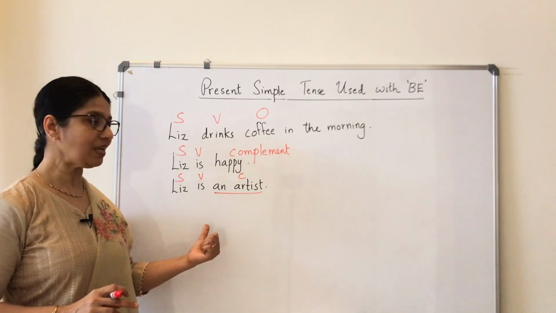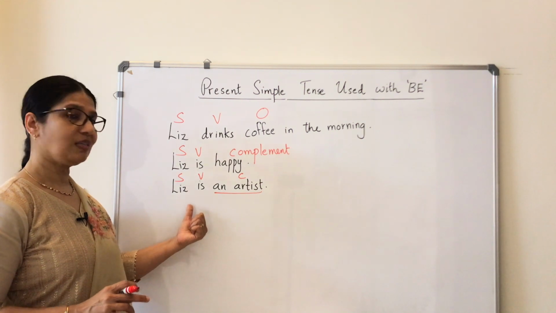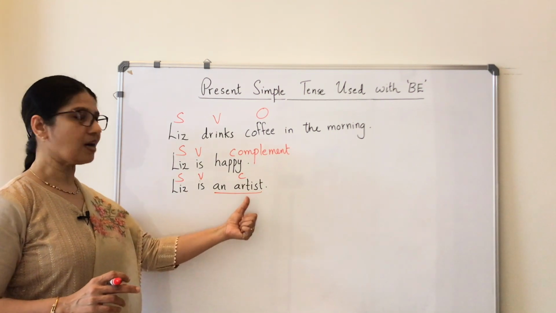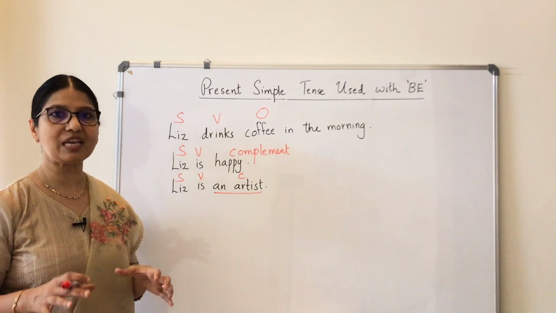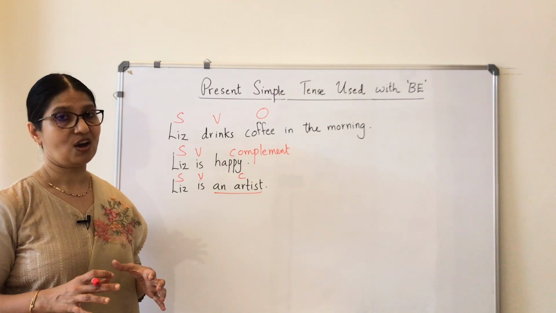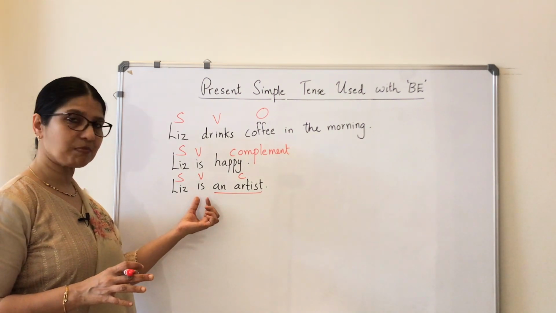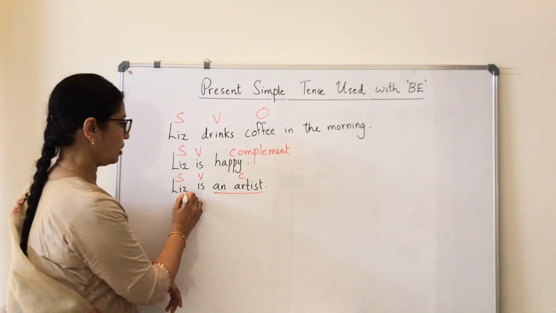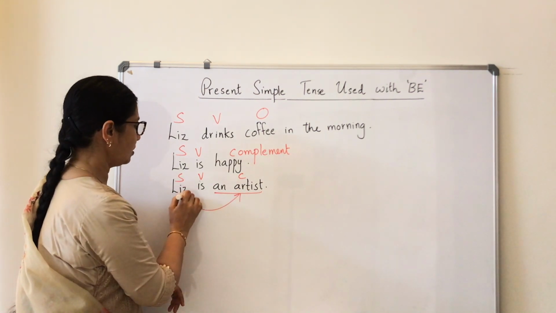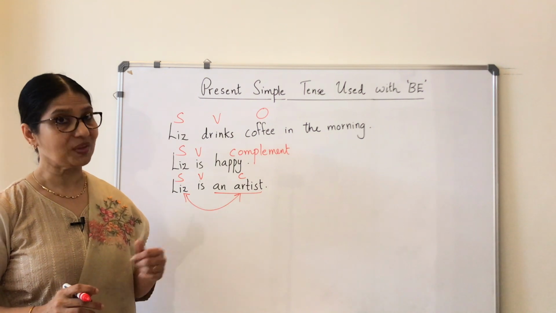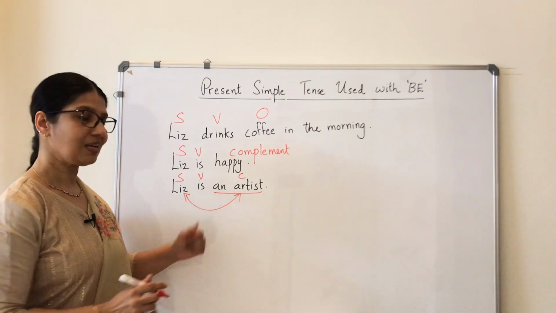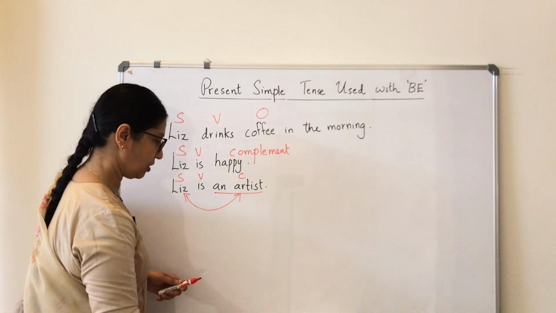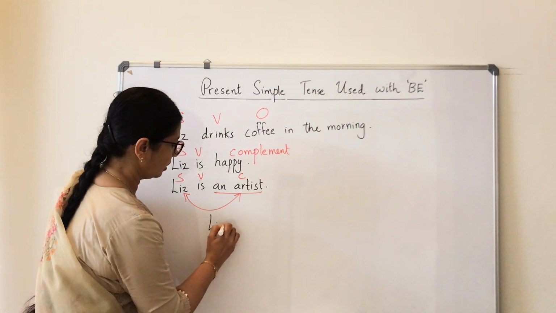And what is happening in this sentence? The words Liz and artist refer to the same person. Or I can say that this verb is used to link two nouns which refer to the same person. So we can call this word is a linking verb. Is called a linking verb.